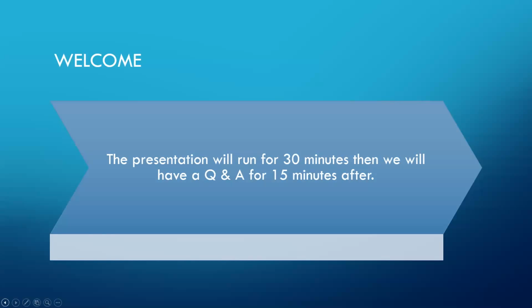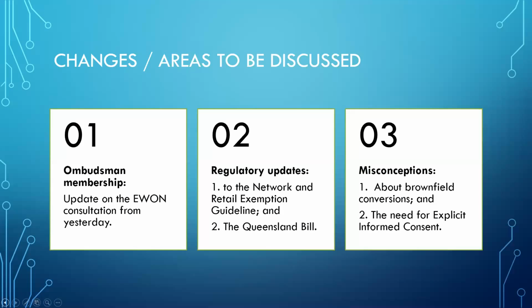Hello everyone. The areas that we're going to be looking at today are the Ombudsman membership obligations. We had somebody in attendance at the E1 consultation forum yesterday. We're going to look at the updates to the Retail Exemption Guideline and Network Exemption Guideline and the Queensland legislation, and then look at some of the misconceptions in the embedded network space, including around retrofits and the need for explicit informed consent.